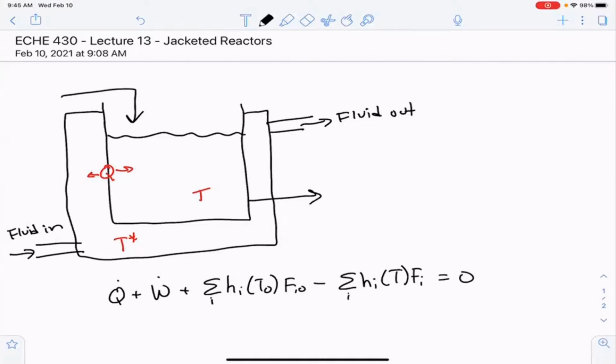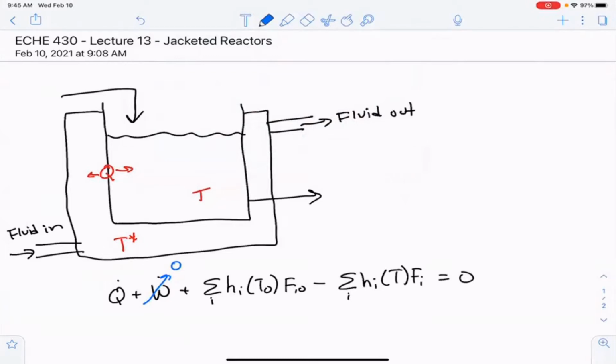And just like we did in the previous lecture, we can say that we're most likely not going to do any work. So the only difference here is that we have to figure out how to describe the heat transfer that is occurring between the system, or the reactor, and the jacket.